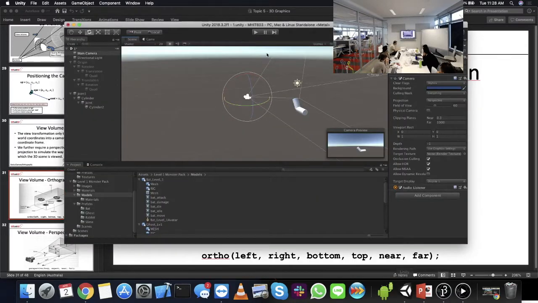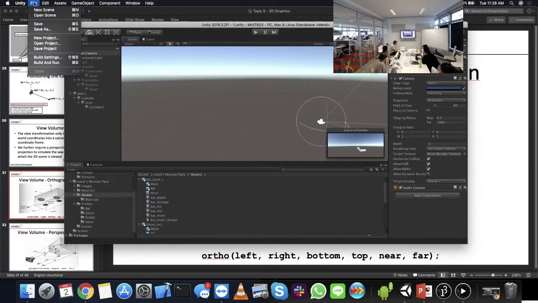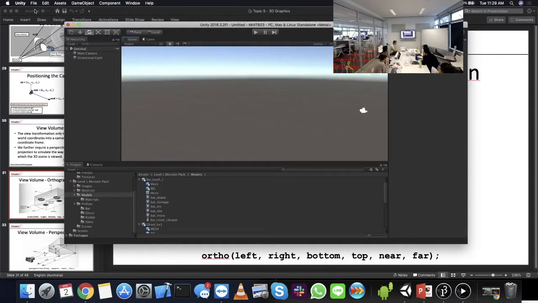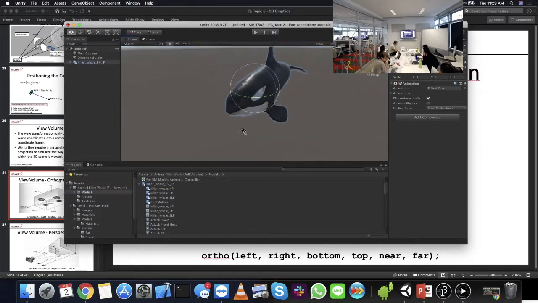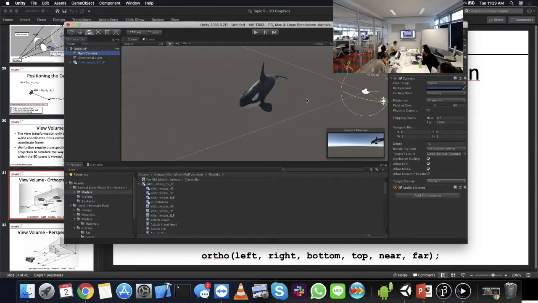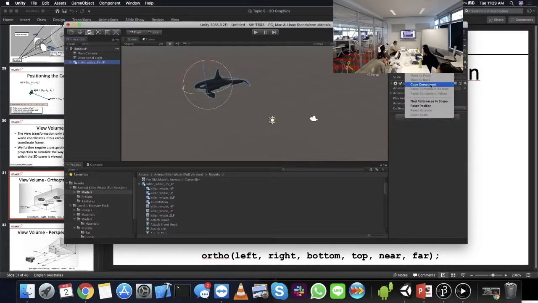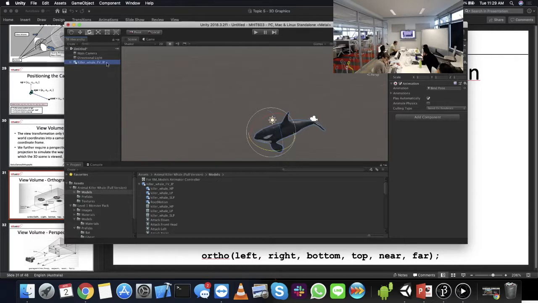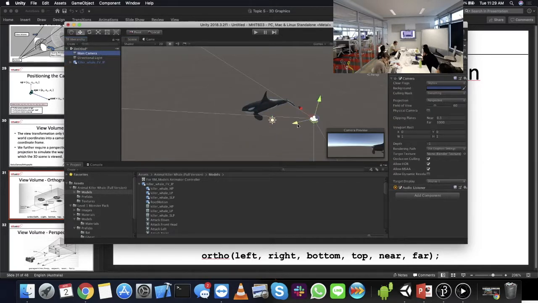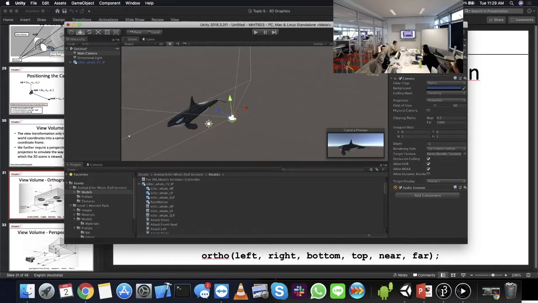So in Unity, we can actually do the same thing. So let's fire up a new scene. And let me throw my orca in here, and let me point a camera at it. It's looking the wrong way. Okay, so we have a camera here which is looking at our orca.